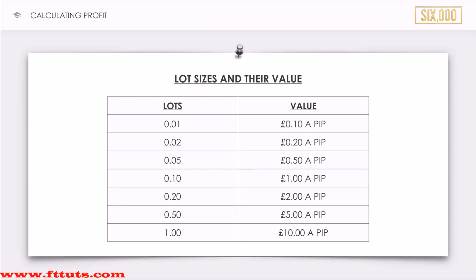Here we have lot sizes and their value. So lots and units, pretty much the exact same thing, but just represented in a different way. Here we have 0.01 lots is equal to 10 pence a pip. So you can see that 1,000 units is the same as 0.01 lots. We have 0.10 lots, which is £1 a pip or $1 a pip. And then all the way down to the bottom, we have one full trading lot, which is £10 a pip.